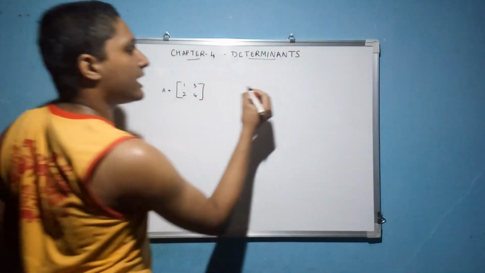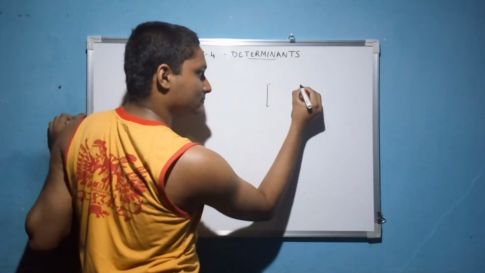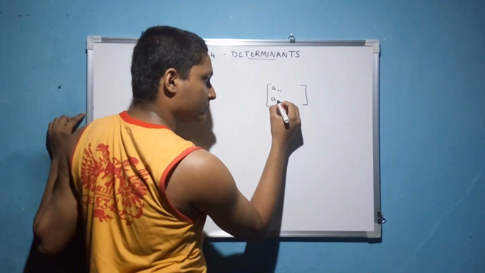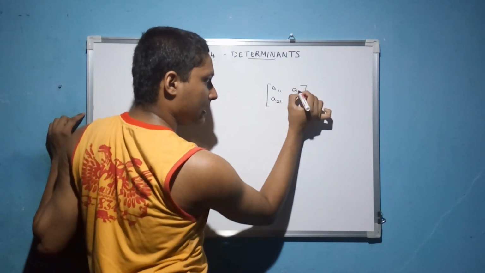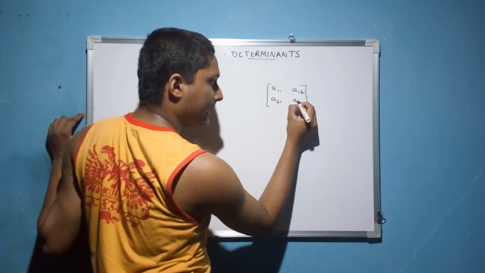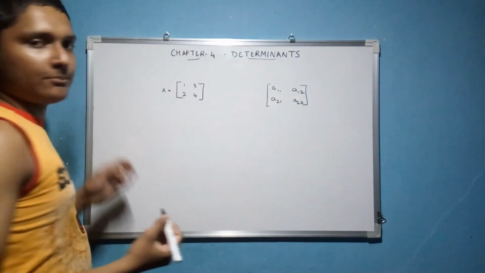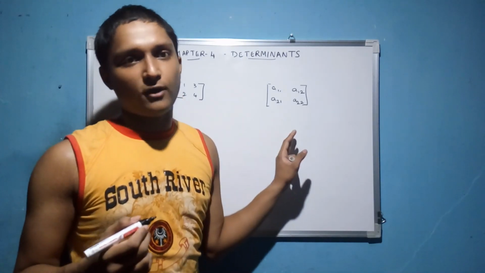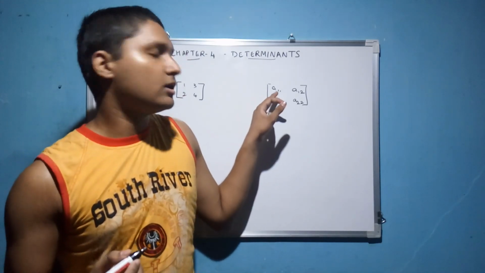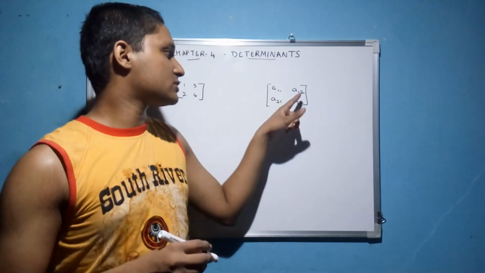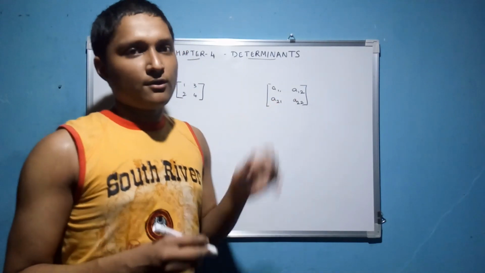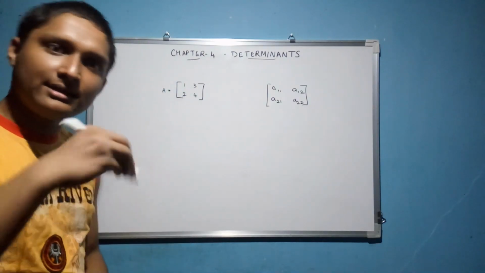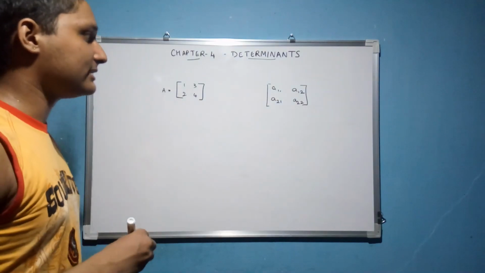So we have a general formula like this. This is A11. This is A21. A12. A22. How do you calculate the determinant in this case? This is the general form: this is the first row, first column term. This is the first row, second column, second row, first column, and second row, second column term. That's how I denoted that A and all. In the previous chapter also we denoted like that only, I think.